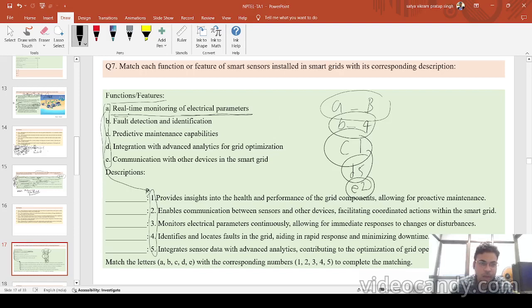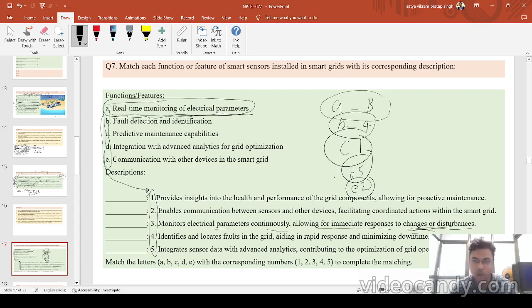Coming to the A part, the real-time monitoring of the electrical parameters. Answer given is 3. Monitors electrical parameters continuously, allowing for immediate responses to changes or disturbances. That is actually correct. Why? Because you need real-time monitoring of the electrical parameters for the immediate response to changes or a disturbance.